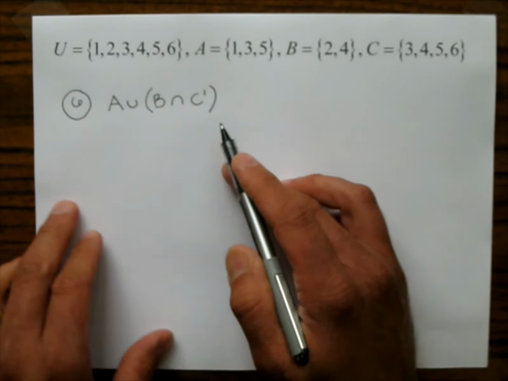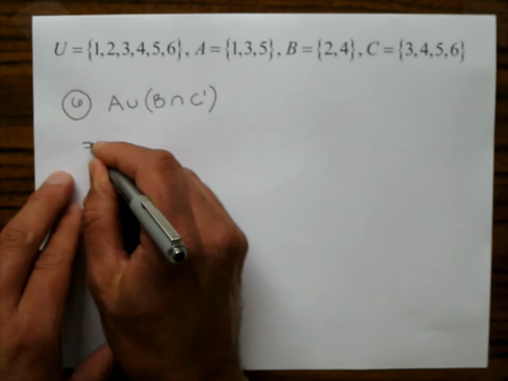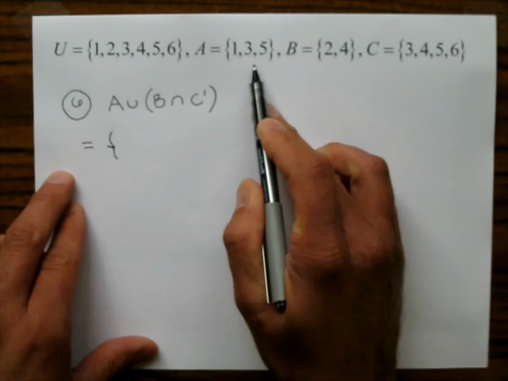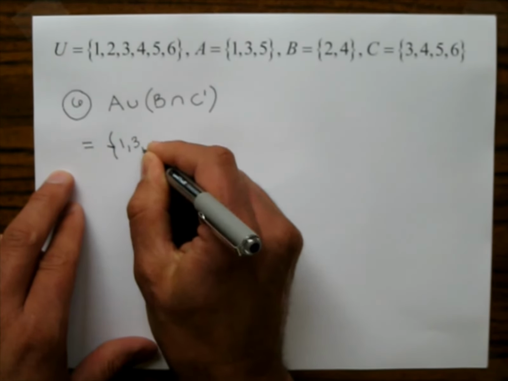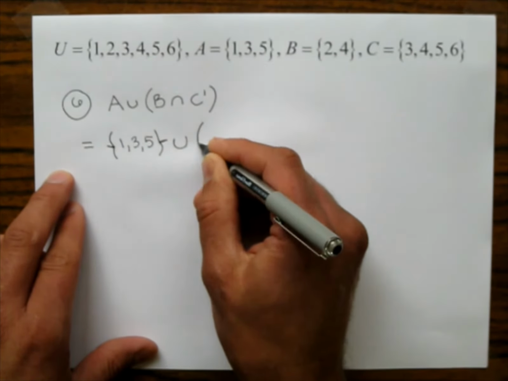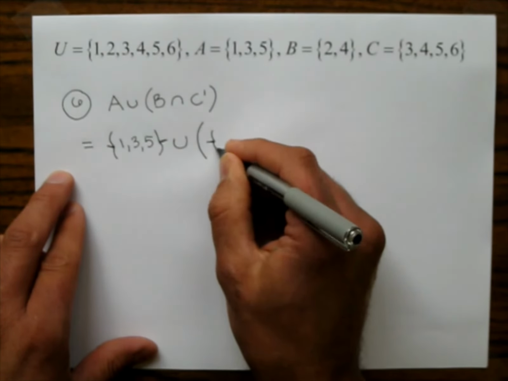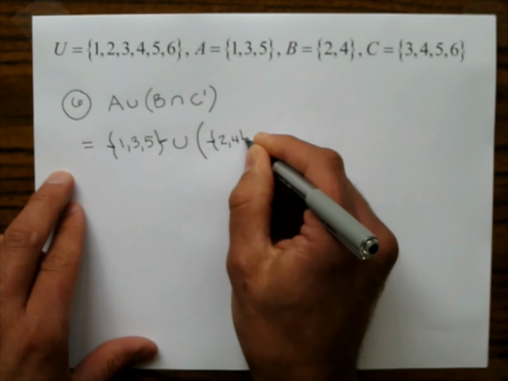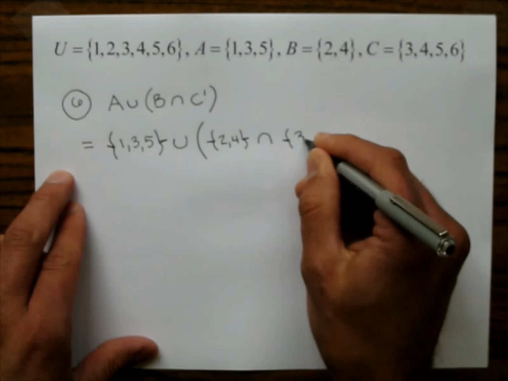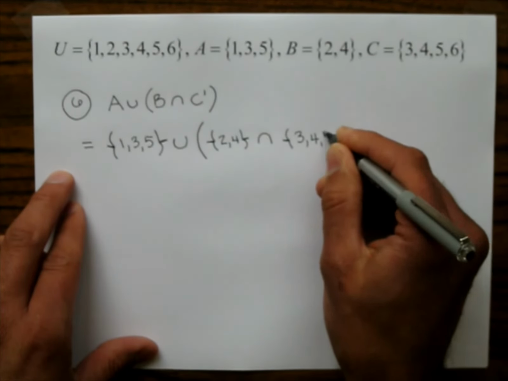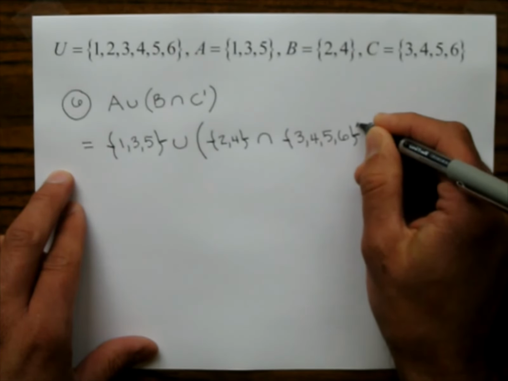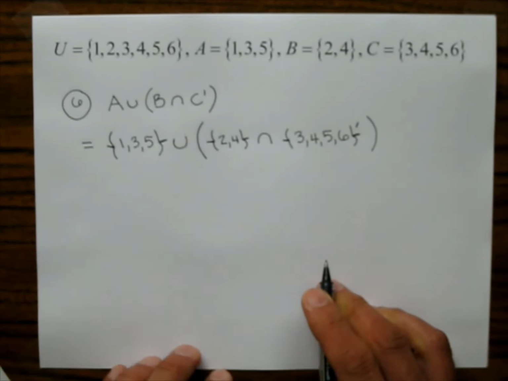So how am I to do this? Well, the first thing that I'm going to do is I'm going to write this below. I'm going to put these sets in here. So set A is, and I just look up there, it's 1, 3, 5. Union. Set B is 2, 4. And set C is 3, 4, 5, 6. Then there's a complement right there, so we want to make sure we don't miss that. We have that right there.